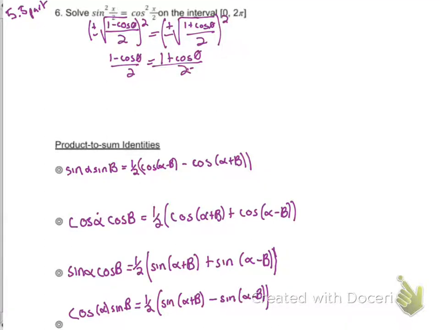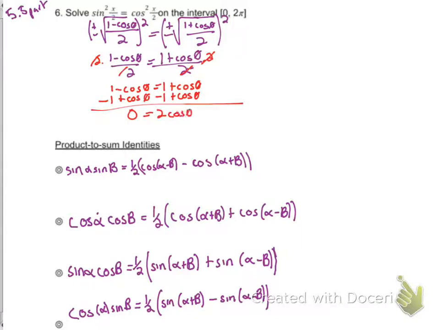We have 2's on both sides, so we can multiply each side by 2 and cancel them out. I'm left with just 1 minus cosine theta equals 1 plus cosine theta. I'm going to add my cosine to the other side, and I'm going to subtract my 1. When I subtract my 1, I get 0 equals 2 cosine theta. I can divide each side by 2. 0 divided by 2 we know is 0, so we get 0 equals cosine theta.